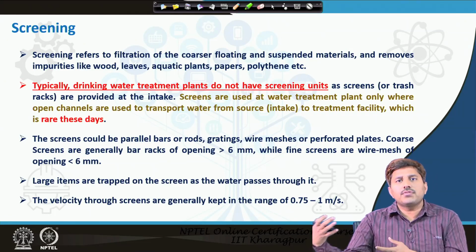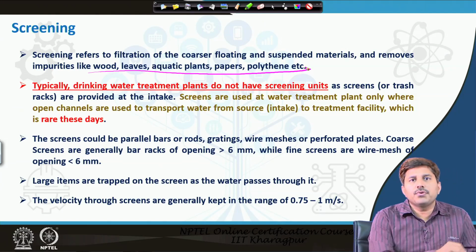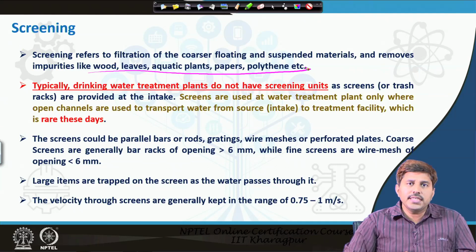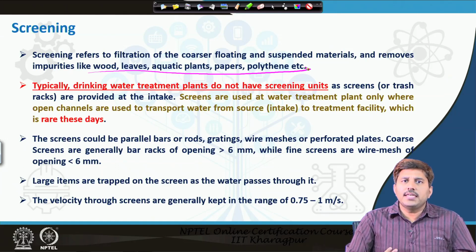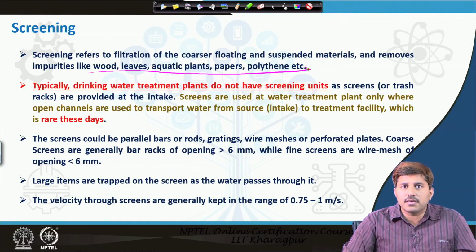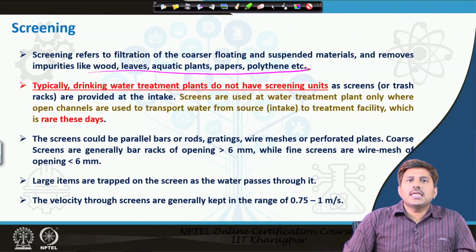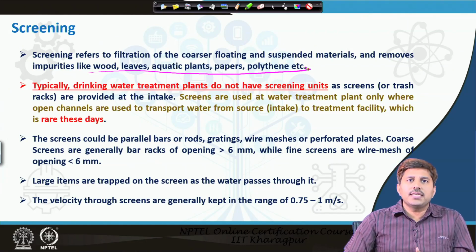So, the water that we bring to the treatment facility is already free from these kinds of impurities, and that is why we do not need screening at the treatment plant site. Typically, drinking water treatment plants do not have a screening unit, as it is provided at the intake itself. We may provide it in the form of mesh or trash racks, as we discussed earlier. We have screens at a water treatment facility only when water is transported from the intake point to the treatment facility in open channels, but that is practically very rare these days.